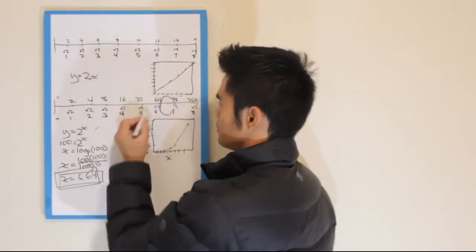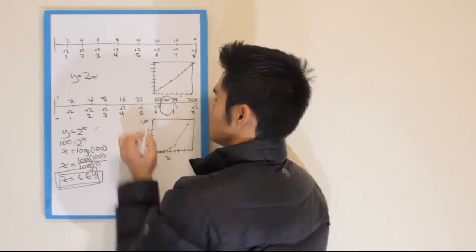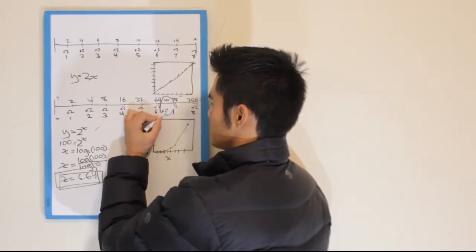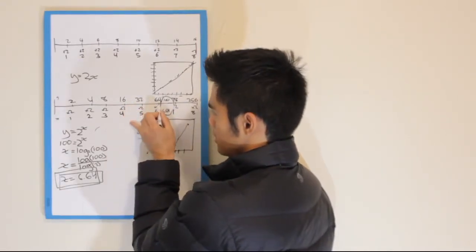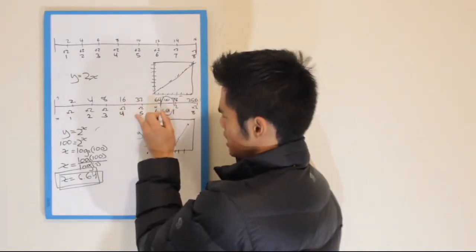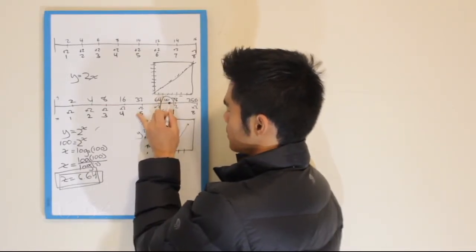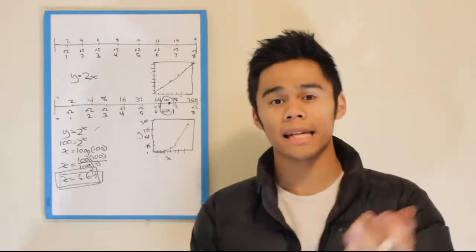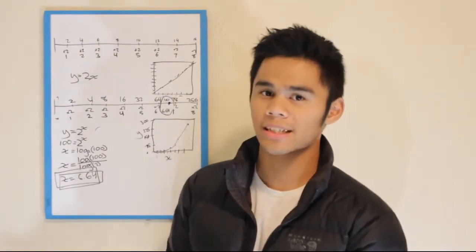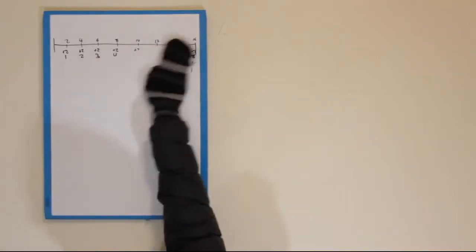So that means that 100 up here is at 6.64, which is approximately, if you look at these increments, 6.5, 6.64. Right there, that's where you find 100. So that is how you use the logarithmic scale.